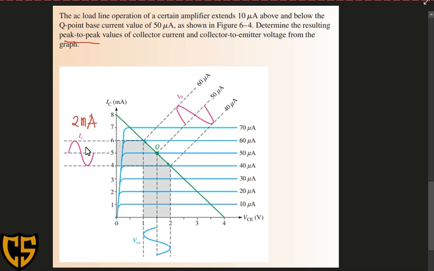And the collector-to-emitter voltage, if we look, is varying from 1 to 2. So our peak-to-peak voltage is 1 volt. So that is how we look at our AC load line circuit.